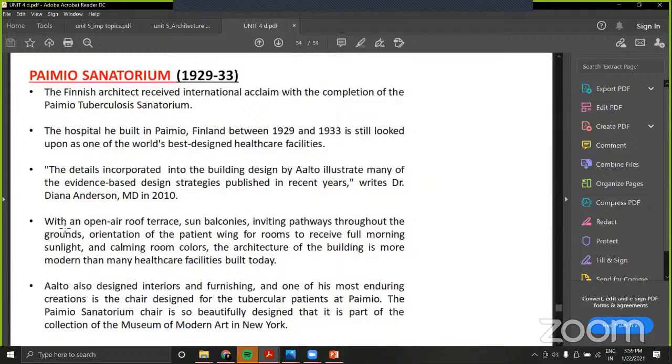Aalto also designed interiors and furnishings. One of his most engineering creations is the chair designed for tuberculosis patients at Paimio. The Paimio Sanatorium chair is so beautifully designed that it is part of the collection of the Museum of Modern Art in New York.